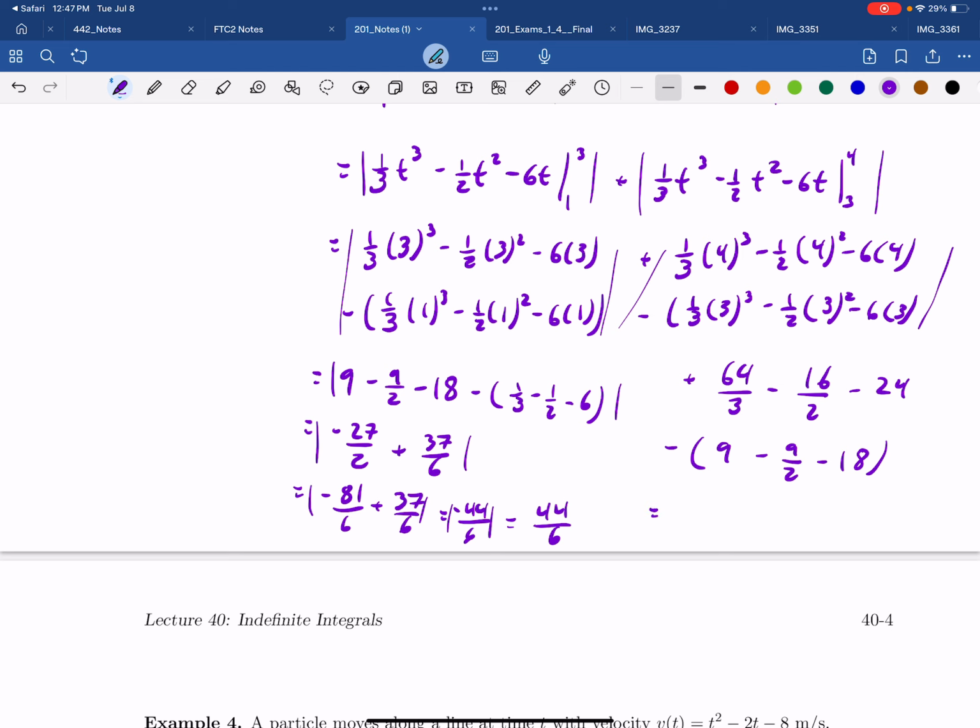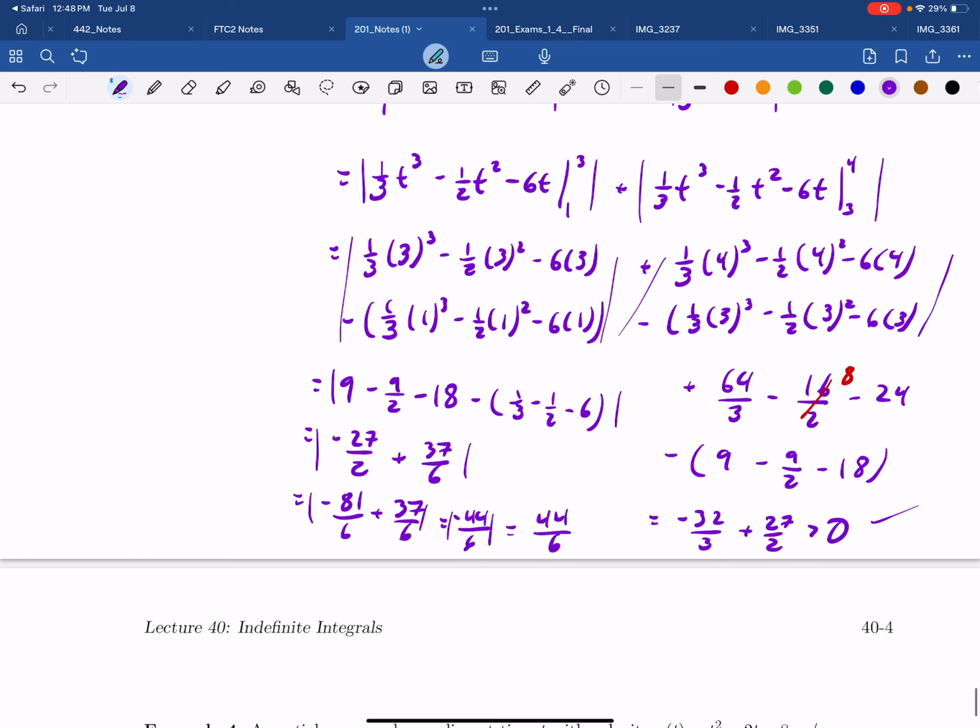Let's see what we get here. This is really the same thing as 8, so this is minus 32. 64 thirds minus 32, so this is negative 32 thirds. Minus, and then it's minus 9, so I think it's really plus 27 halves, which is greater than 0. So just keep that the same.